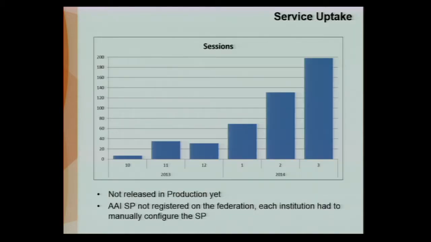The service uptake has been like this. In November and December, we got the beta version out, and we didn't really make a very big party of it. In fact, the service is not registered officially on the federation, so institutions actually have to go there and manually configure the IdP to access this service. But nevertheless, we got up to 200 sessions in March, which is about 20% of the whole web conferencing traffic at FCCN.